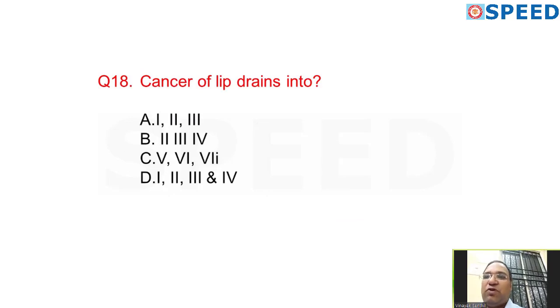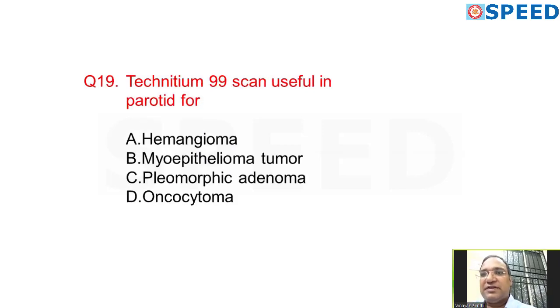Cancer lip drains into which lymph node? Yes, all of you? So we know that level 1 is submental, submandibular, level 2 upper jugular, level 3 middle jugular, level 4 lower jugular. So the cancer lip will definitely drain into levels 1, 2 and 3. So they're the primary lymphatic drainage. Of course, skip metastases are seen, but the question is direct, so it is not asked about skip metastasis. So answer will be option A.